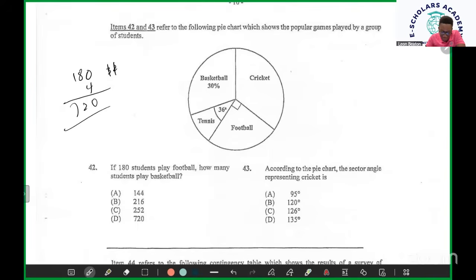How many students play basketball? 30% of students play basketball. So this is 30 over 100 times 720. This 0 goes with that 0, this 0 goes with that 0. 3 times 72. 72 times 3. 3 times 2 is 6, 3 times 7 is 21. 216. B.